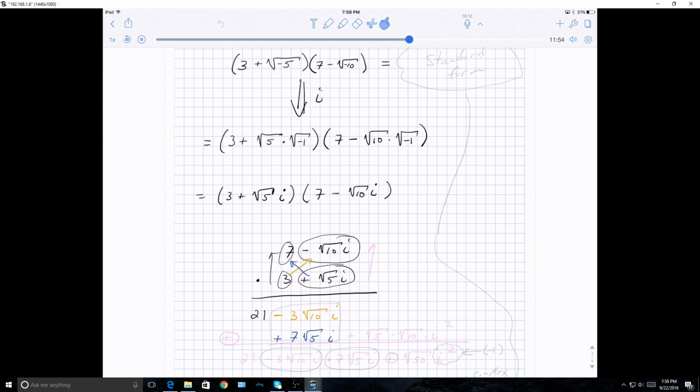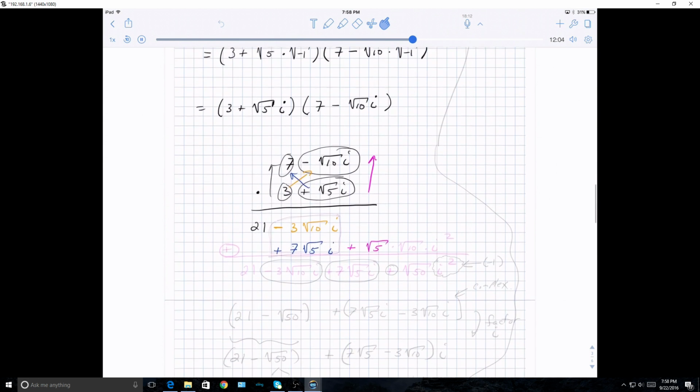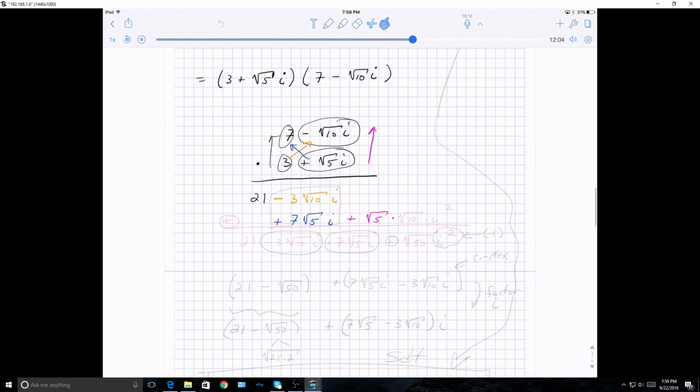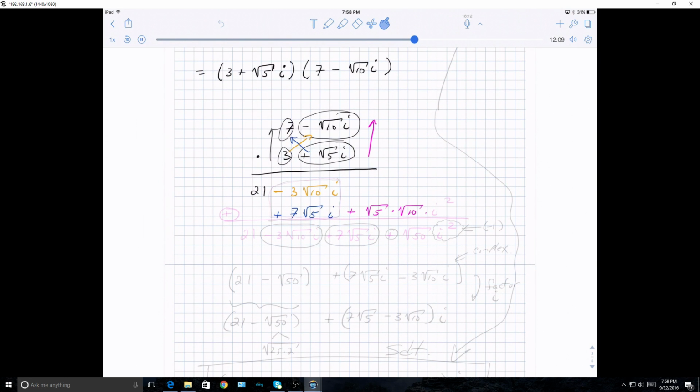And then we have the last beast, which is simply going to be plus because they're both the same there, and this will be the square root of 5 times the square root of 10 times i squared. And now we're going to do the combination.